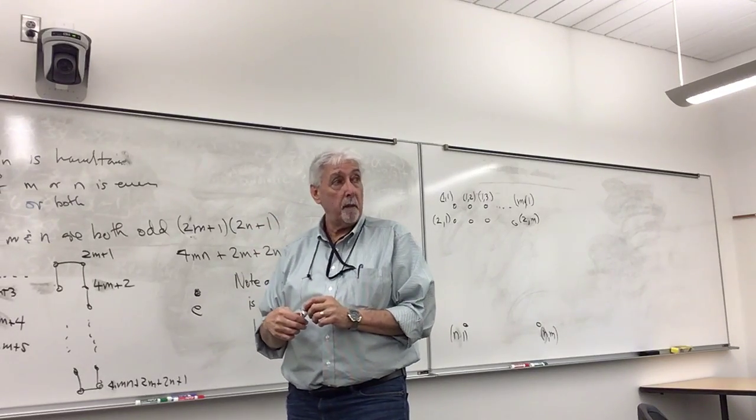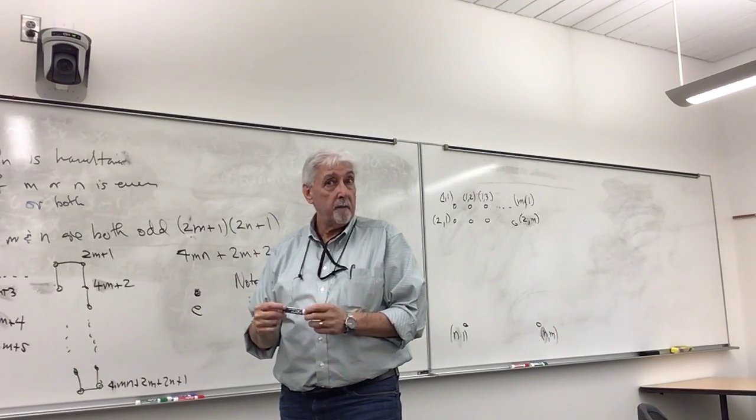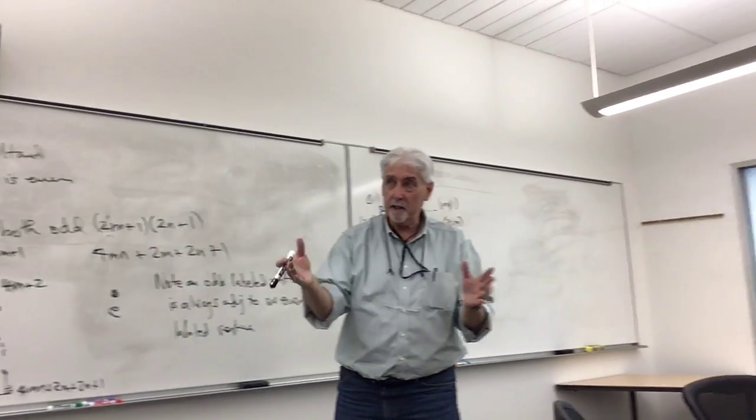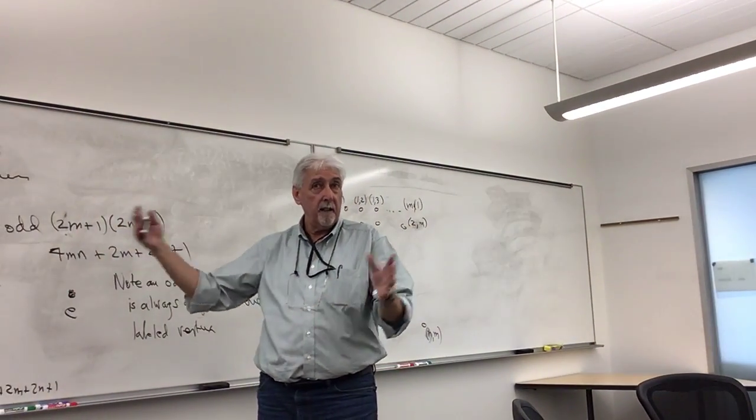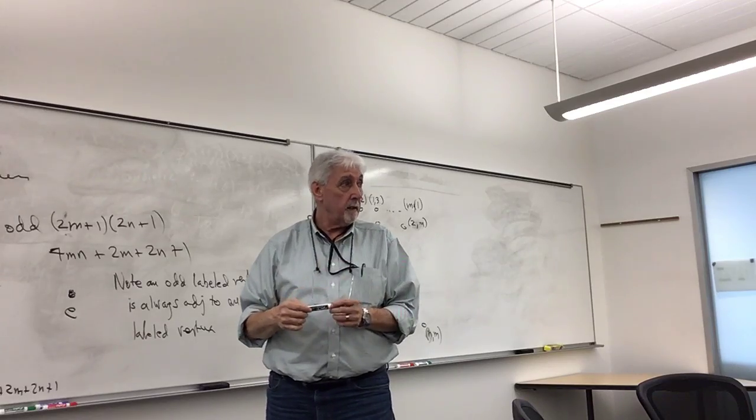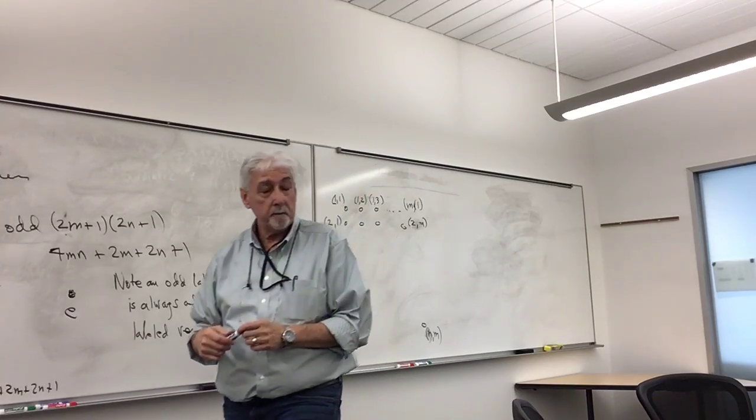Okay? Anybody do it a different way? Does everybody understand there's two parts to this, right? If and only if. You've got to show that it can't happen for odd and odd, but it does happen when at least one is even. Okay?